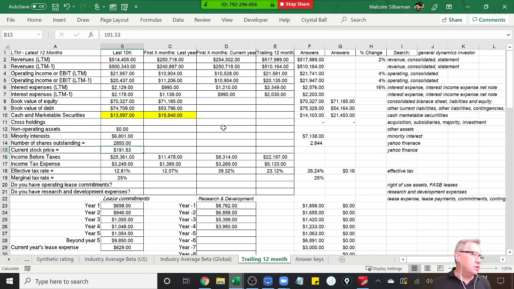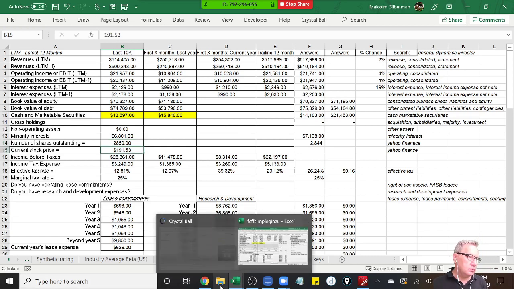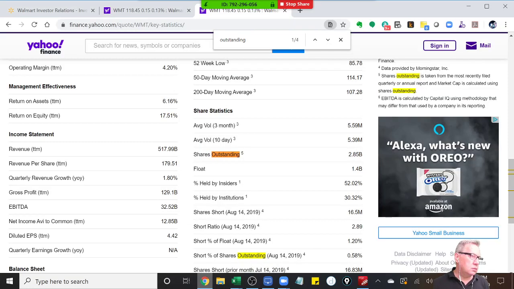And then what's the stock price? I can get it. 118.45.